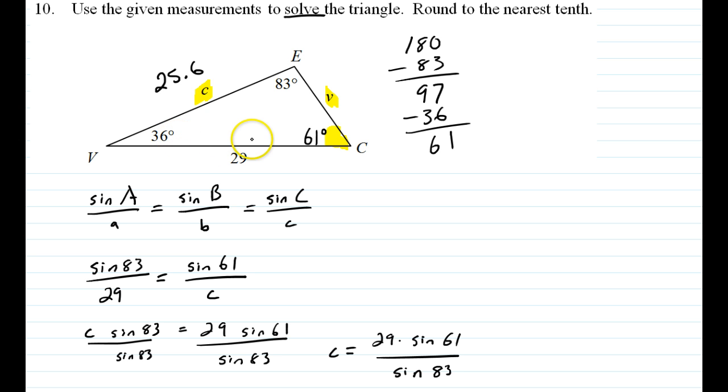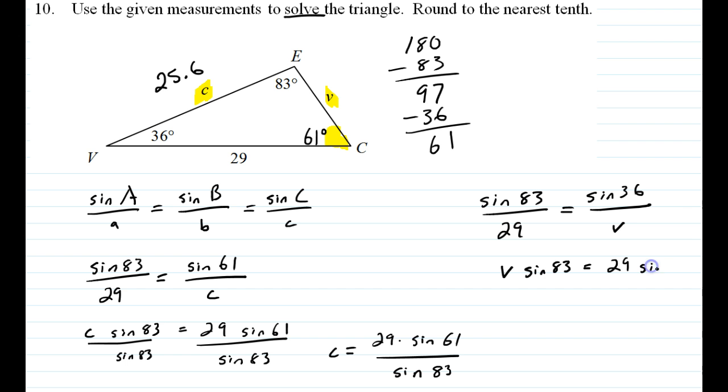And now we're going to find the side V. So we're going to use the law of sines again. Again, we want to use the 83 degrees and the 29 because we haven't rounded anything. So the sine of 83 degrees over 29 is going to equal, now we're using 36 because it's opposite the V, the sine of 36 degrees over V, cross multiply, and so we get V times the sine of 83 is equal to 29 times the sine of 36 divided by the sine of 83.